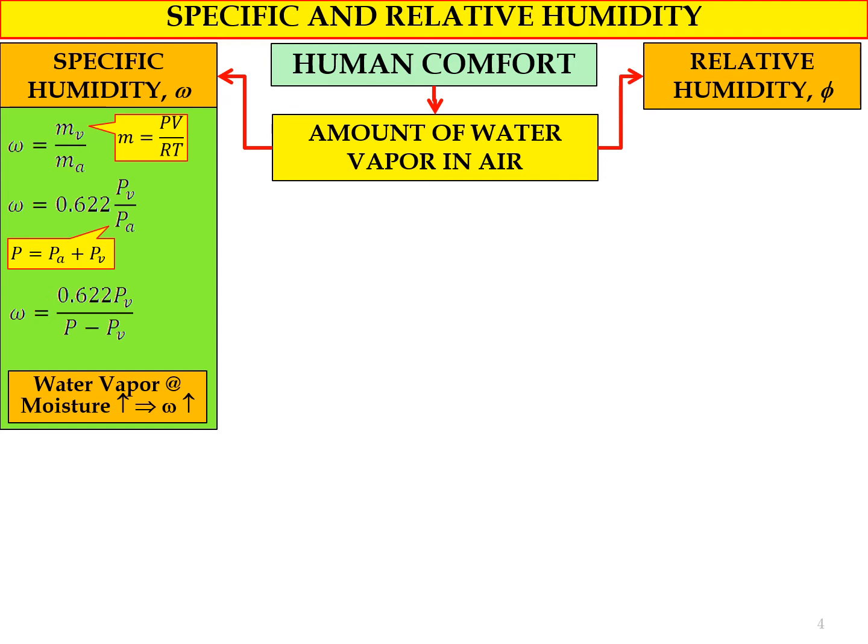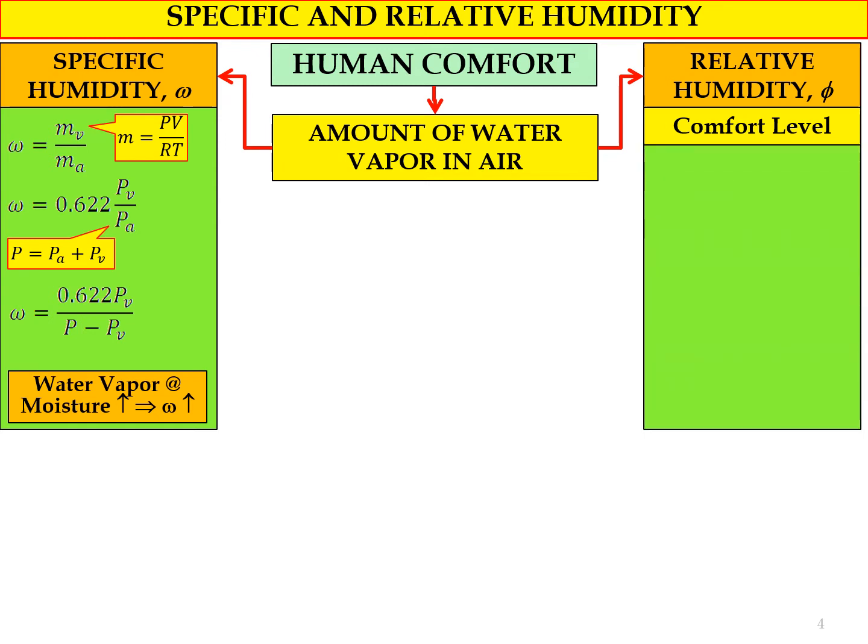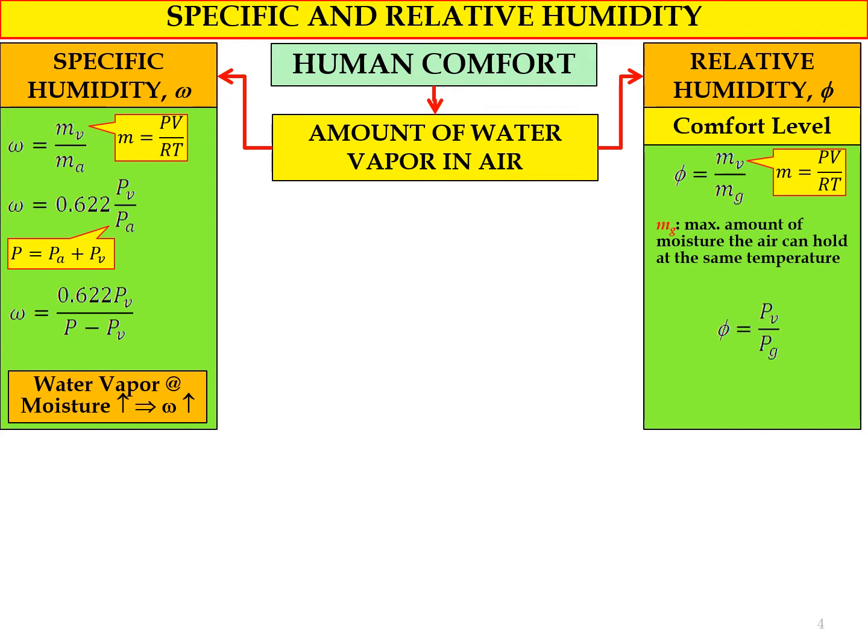Another important thing is the relative humidity, which influences the comfort level of the environment, and it can be calculated from this equation. Psi is equal to mv divided by mg. Mv here is the same as in the specific humidity, which is the mass of the water vapor content in the air, and mg is the maximum moisture the air can hold at the same temperature, meaning that at a certain temperature the air can hold a certain amount of water vapor in it. And mv can be calculated from the ideal gas law, and we also can calculate psi by using the pressure of the water vapor and also the saturated pressure.